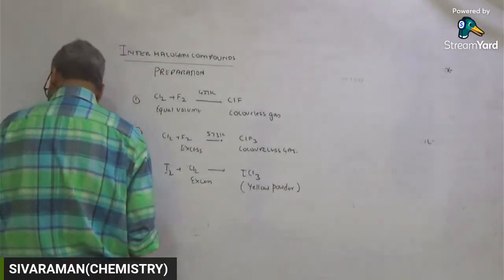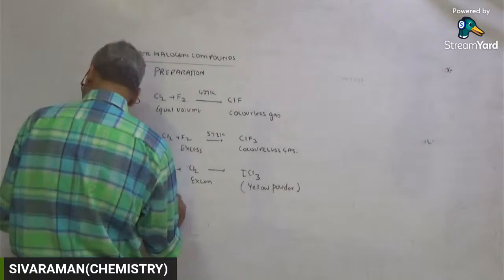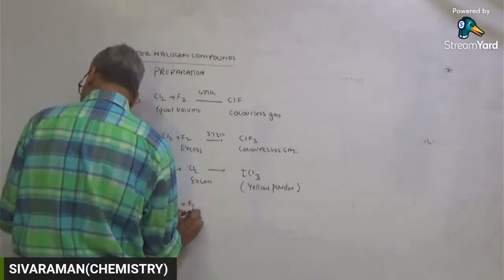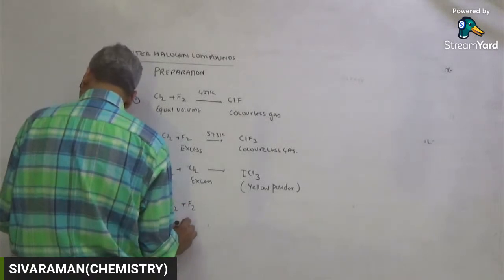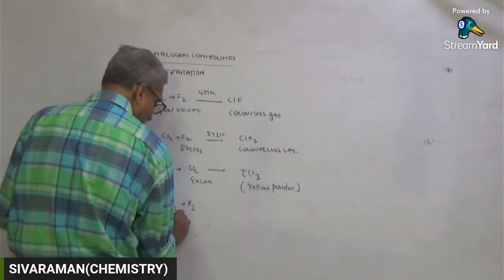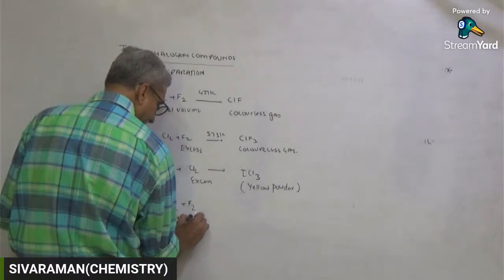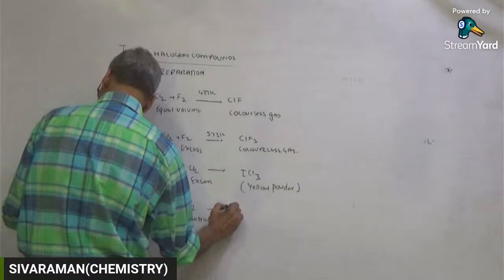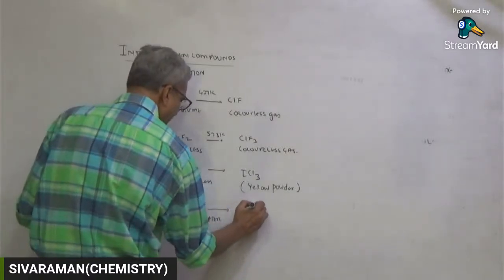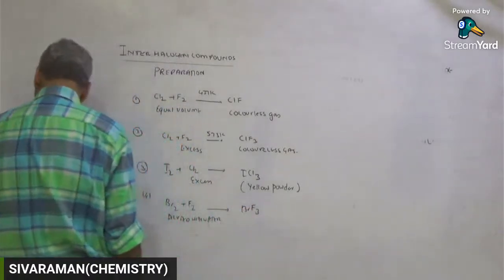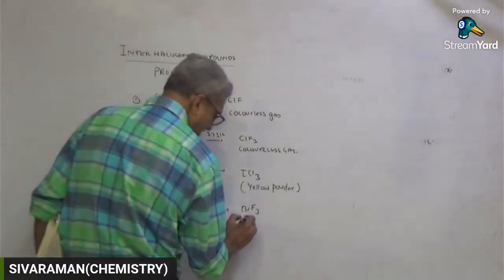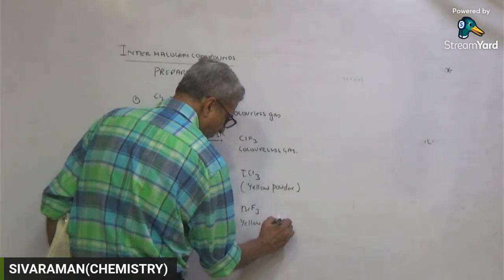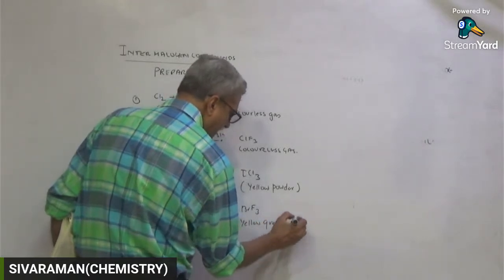The fourth one, if you have bromine reacting with fluorine, okay, here they are diluted with water. Diluted with water, what happens? You get BrF3. And BrF3 is what? It's a yellow-green liquid.